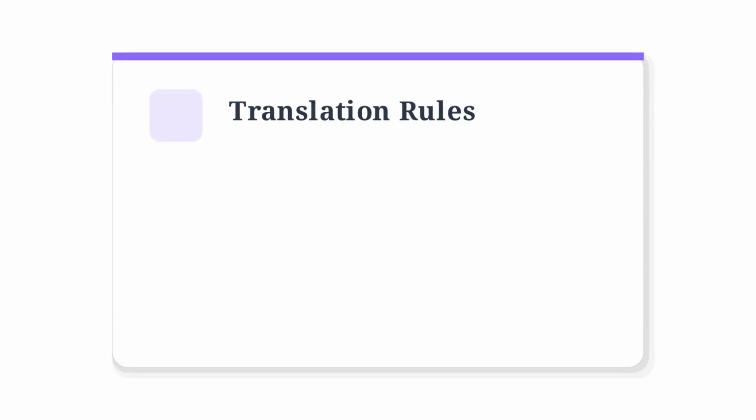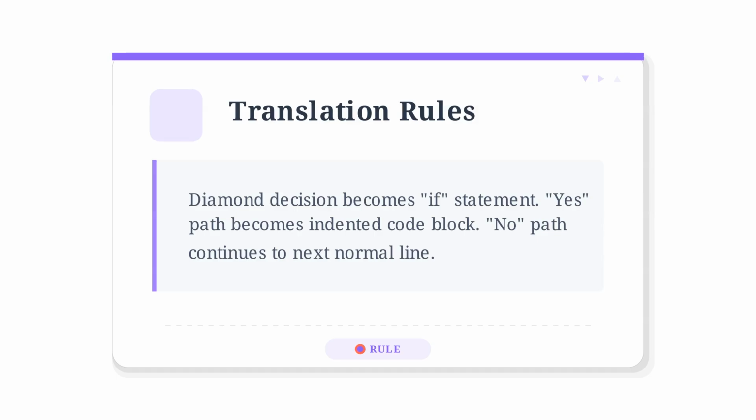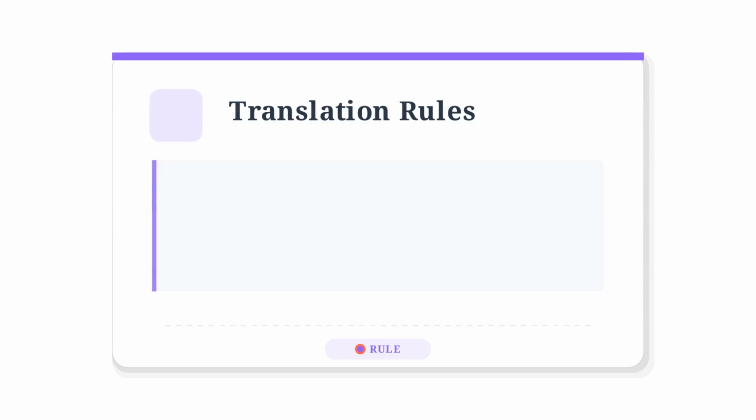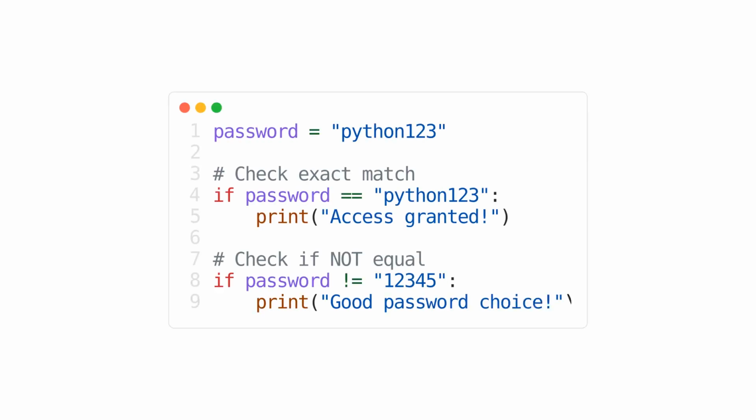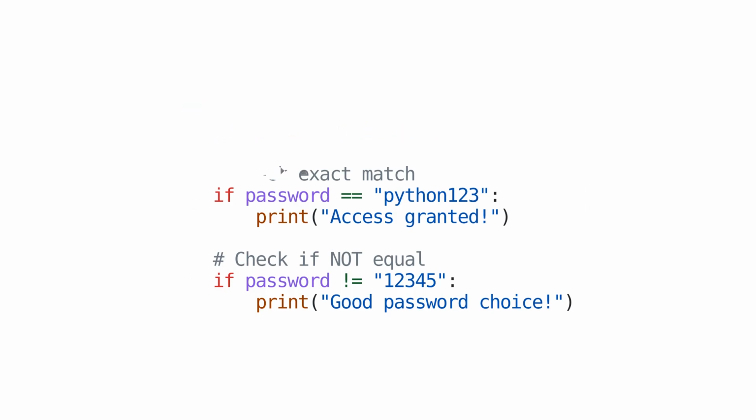Now that we've seen it in action, let's formalize these powerful rules. Each translation follows this exact pattern, and once you master this, you can convert any flowchart into working code. With those rules locked in, let's expand our condition toolkit. Watch how double equals checks for exact matches while not equals spots differences. Each operator gives us a different superpower for making decisions.